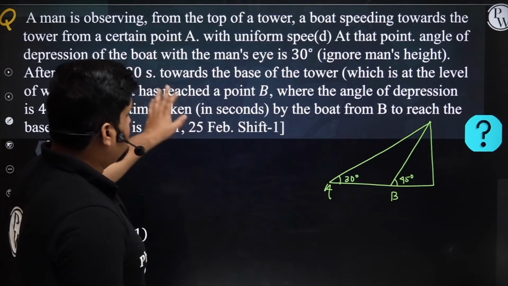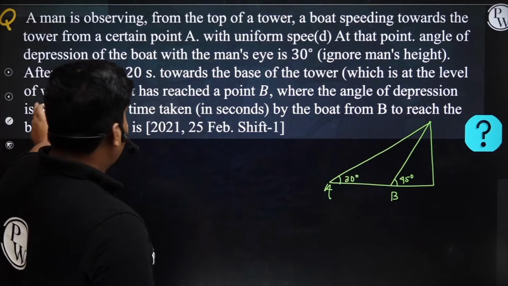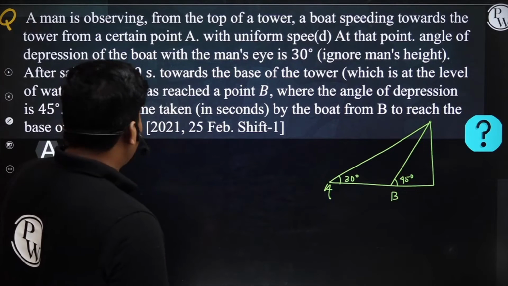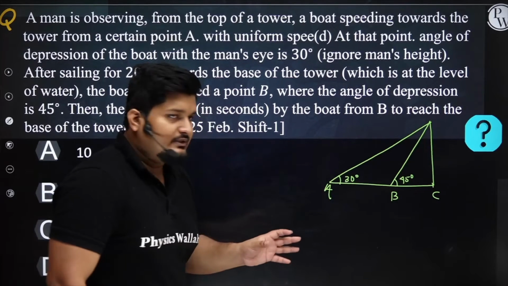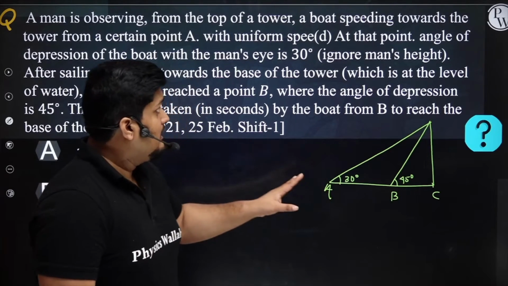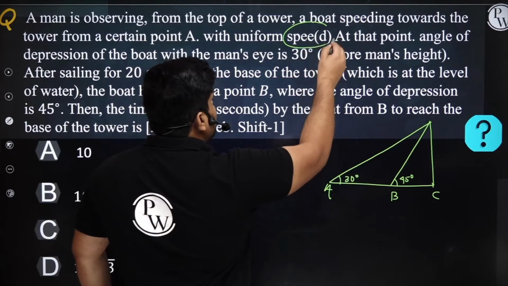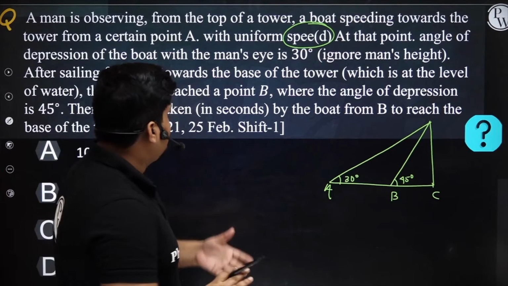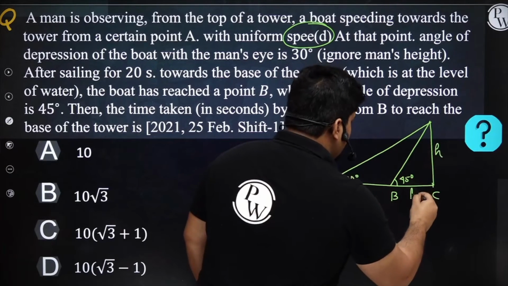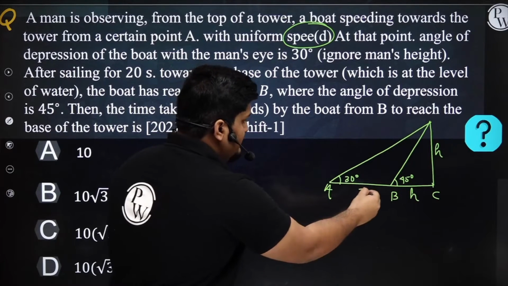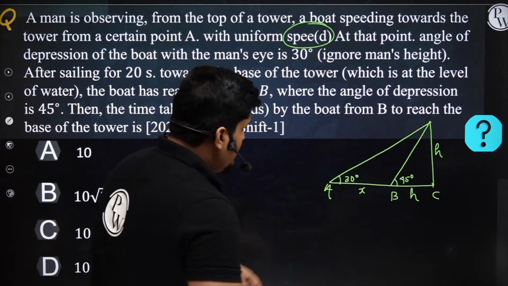Fine. Now what else is given? Then the time taken by the boat from B to reach the base of the tower is? So we have to find out the time in which it reaches from B to C, and nothing else is mentioned except that it is uniform speed. The speed is constant. Fine. So this is 45. So if this is H, this will be H. This will be something X. Let's say the length AB is X. So what is tan 30?